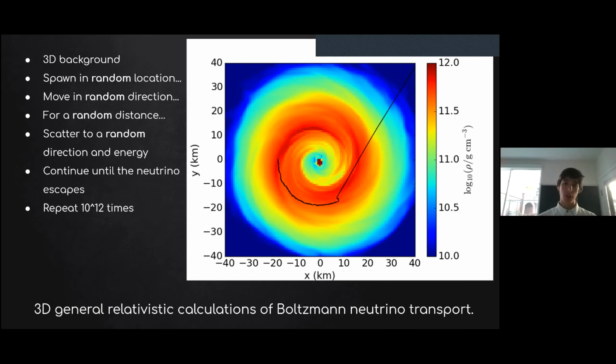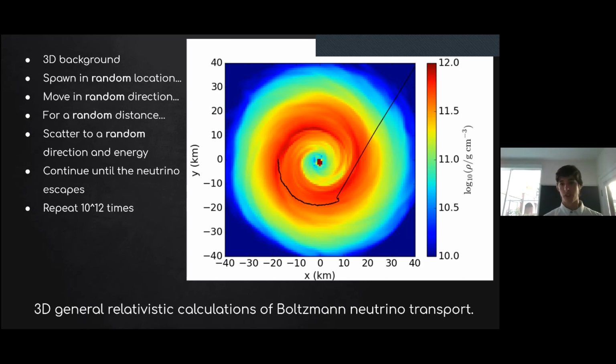And you let the neutrino move a random distance. In this case, it moves a very small distance until it scatters next, according to the scattering opacities. You let it keep scattering around and advecting until at some point it's able to actually escape out to infinity. Right now we're looking at a top-down view of the accretion disk, and this neutrino is largely trapped in the accretion disk until some point it gets above the accretion disk and is able to escape to infinity.